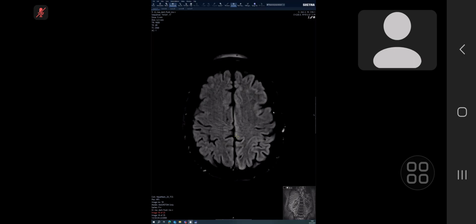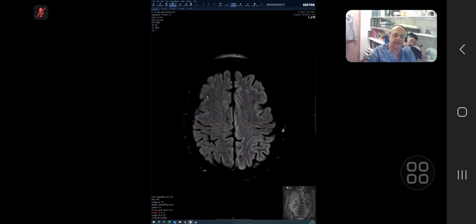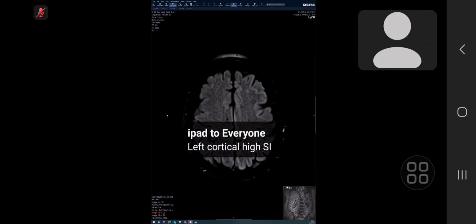I can appreciate on the right side, the cortex of the frontal lobe is somewhat distorted, with altered signal as compared. Are we talking about the patient's right side? Remember, this is the left side of the patient and this is the right side of the patient. So which side are you talking about? Sir, on the right side of the image.